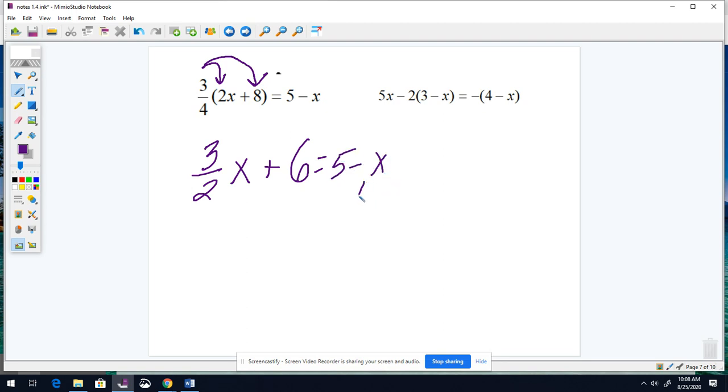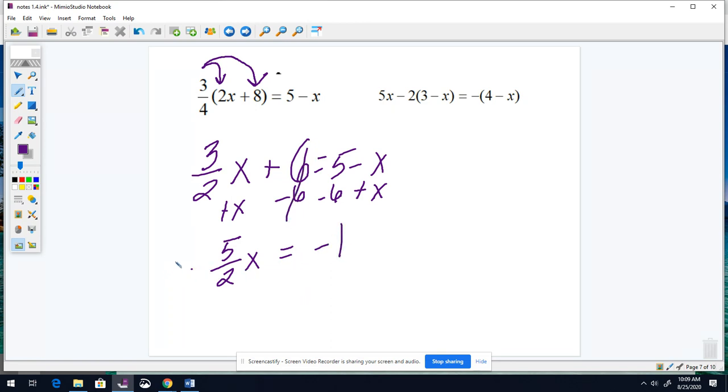I need to get all my x's on one side, so I'm going to add x here and add x here. So I have 3 halves x plus 1x. Again, calculator can help you if you want. If I have 3 halves, which is the same as like 1.5 x plus another x, I get 5 halves x, or 2.5x if you prefer fractions or decimals. I also need to move the 6, so I'm going to subtract 6 on both sides. So I have 5 minus 6 is negative 1.